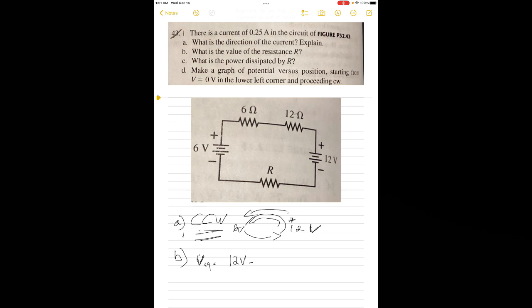Just to show you, the amp is equal to voltage divided by resistance, and voltage is equal to amp multiplied by the resistance. So here, for the 12 ohms, it's 0.25 amp multiplied by 12 ohms, minus 0.25 multiplied by 6 ohms, minus 6 volt, and minus the 0.25 multiplied by the unknown resistance. So we have to find this one here. And everything is supposed to equal 0 volts.